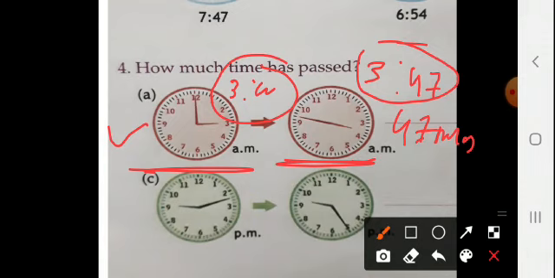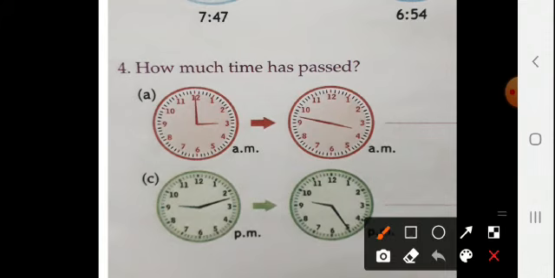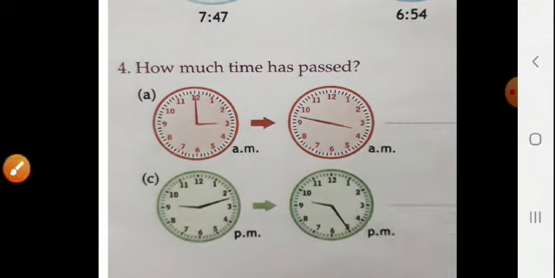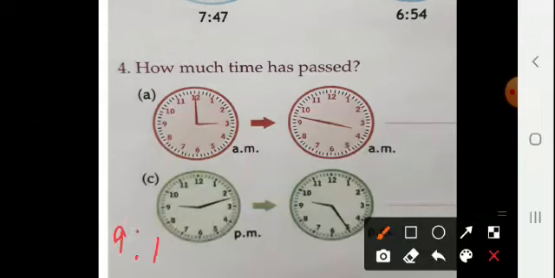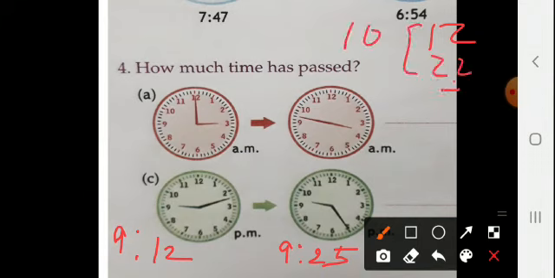Now see the next part. Now here it's 9, 10, 11 and 12. So 9:12, and in this 9:25. Then can you tell me the difference, beta? Can you tell me how many minutes are there? There are many ways to count it. Whichever you feel is suitable to you, you can take. So first of all, 12 to 22 is 10 minutes. Then plus 3 more, that means 13 minutes. Understood, beta? So simply the answer is 13 minutes.